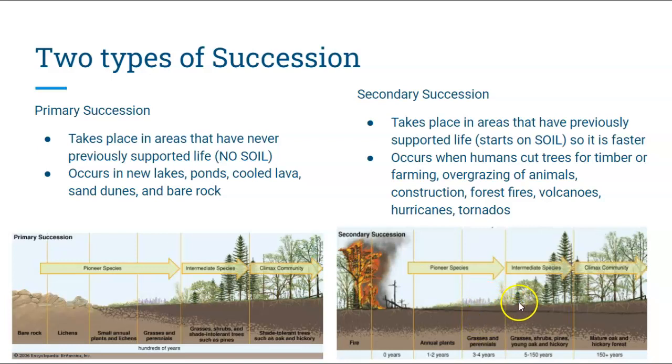It is going to take quite a bit of time for the intermediate species like shrubs, small trees, that kind of stuff to grow, just because trees take a while to grow. But you're going to see the results of this succession happen significantly faster. You're going to get to climax community significantly faster than you will in primary succession, and that's a big key point of difference between primary and secondary succession.